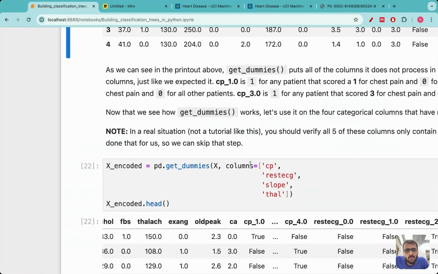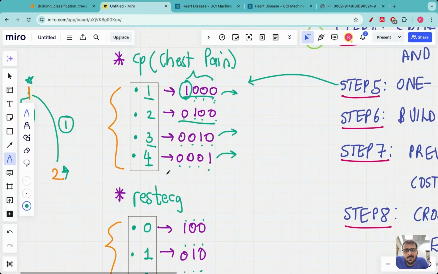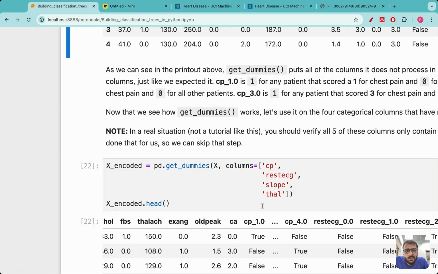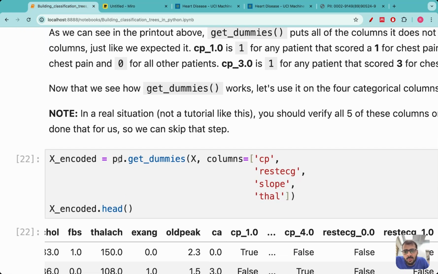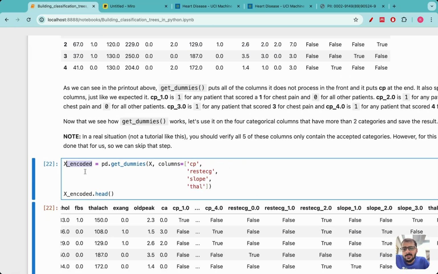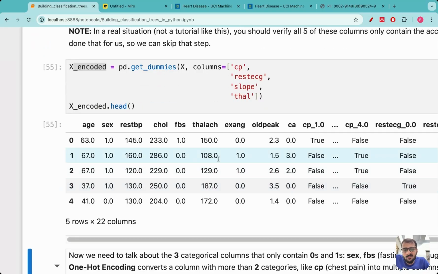And now we are going to do a similar thing for the four variables which you mentioned over here: CP, rest ECG, slope, and thal. So we are going to do the same thing. We are going to use pandas pd.get_dummies, and we are going to one hot encode CP, rest ECG, slope, and thal. This new X which we get, we are going to call X_encoded. Okay, so let me print out X_encoded right now, and let me print out the first 5 rows.